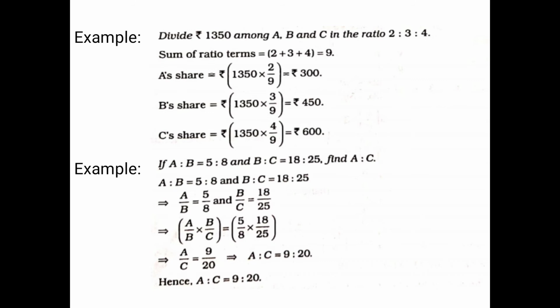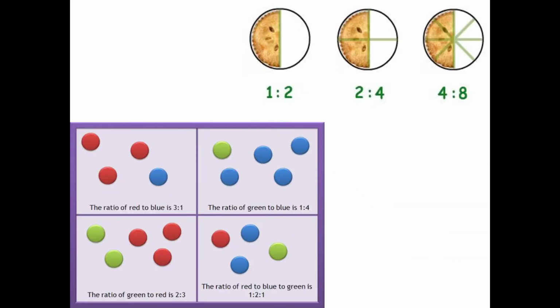Now we have to multiply the terms. So A by B into B by C. A by B value is 5 by 8, B by C value is 18 by 25. Now we have to do the cancelling. B and B will be cancelled, so only A by C remains. Here in the 5 table, 25 is 5 times. Again, in the 2 table, 8 is 4 times, and 18 is 9 times.